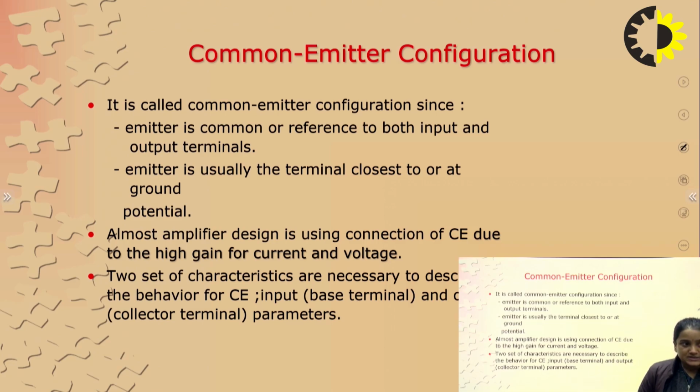The next point: two sets of characteristics are necessary to describe the behavior of this common emitter configuration. The input is the base terminal, and the output is the collector terminal, and the third terminal, the emitter, is grounded, common with respect to the base and the collector terminals.